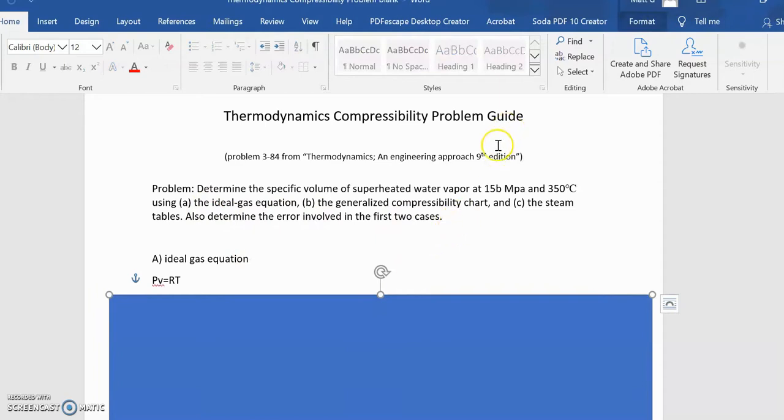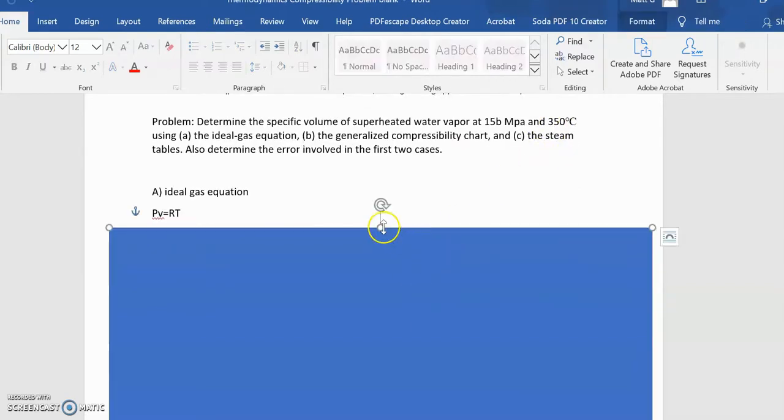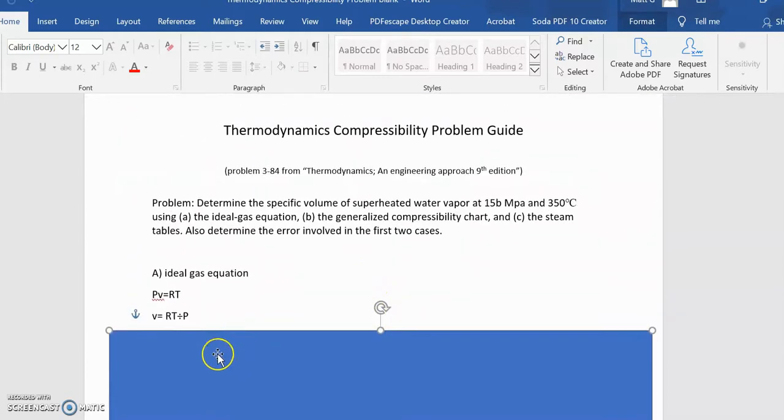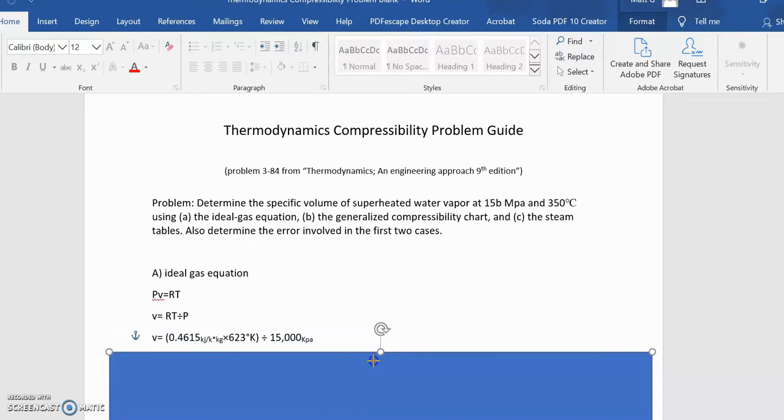Getting started in part A here, we have PV, pressure times specific volume, is equal to the gas constant times temperature. First we're going to rearrange. We're going to set specific volume equal to gas constant times temperature over pressure. Then we plug in our numbers here.